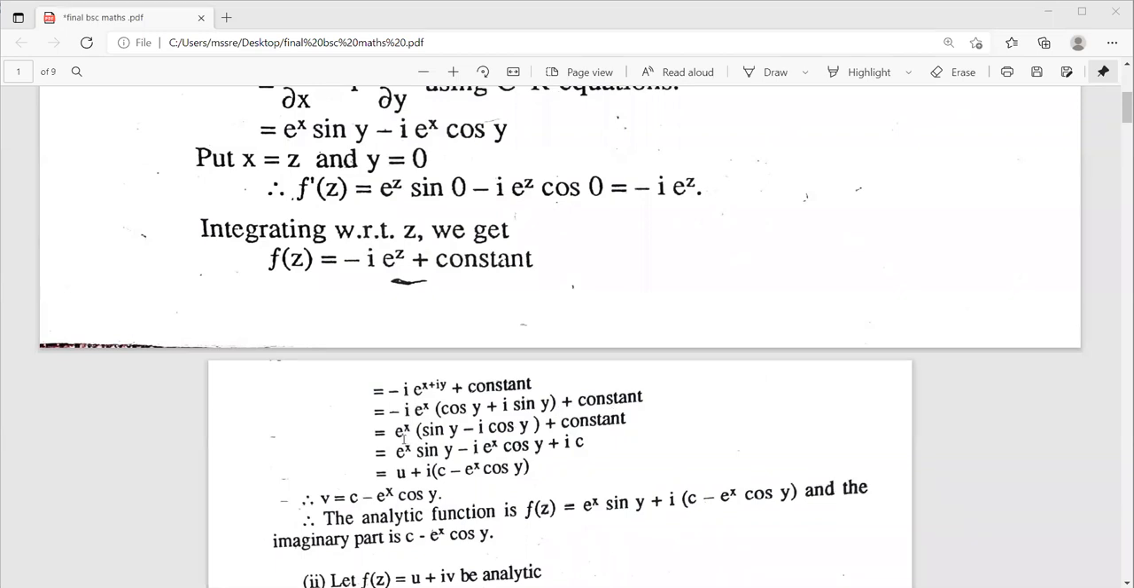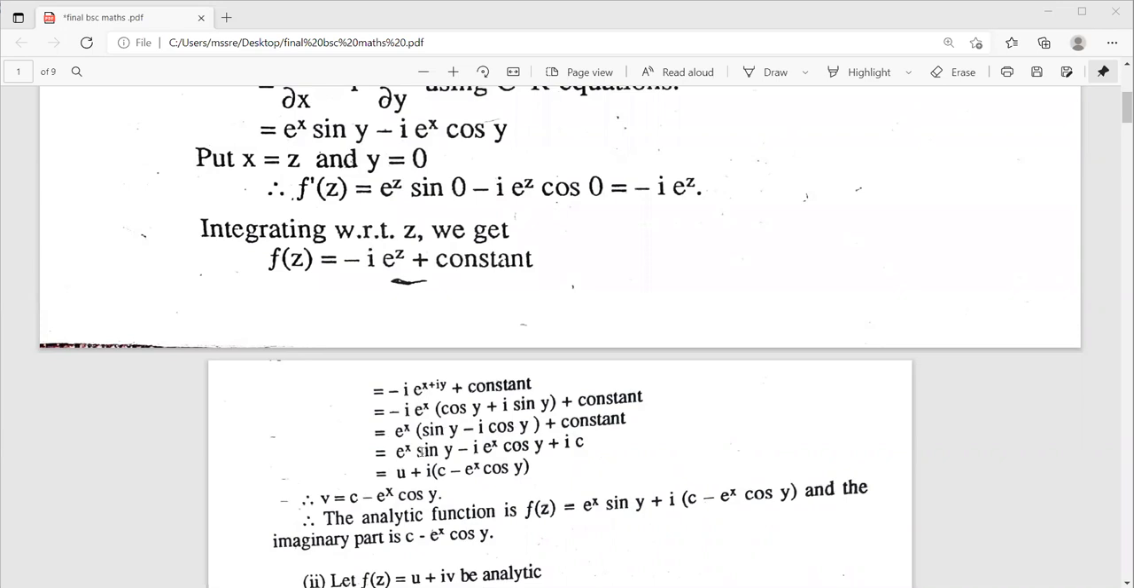Next, this is e raised to x into, take I inside. Take this minus I inside. You will get minus I into I is plus 1, remember, because minus I square. If you take that inside, that becomes plus 1 into sine y, because I square is minus 1. Next, another term is minus I into cos y plus constant.